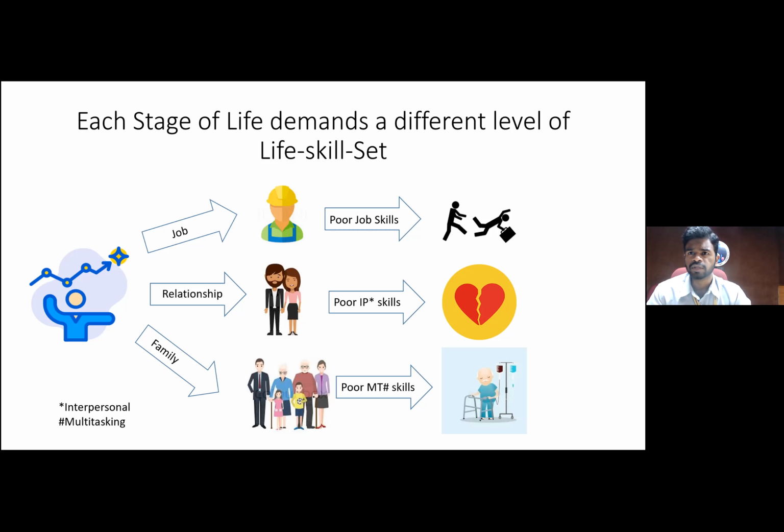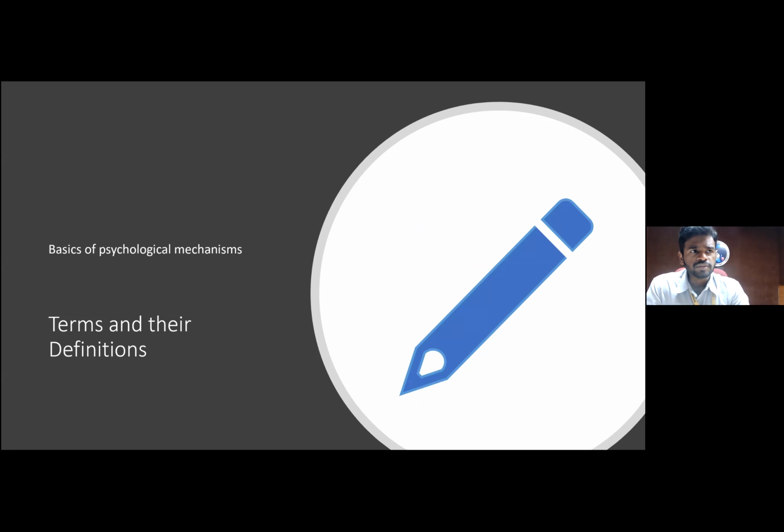They can come saying that I have issues with my wife, I have issues with my anger, I have issues in falling asleep, I have headache problems. So it can manifest in different ways and they come to you. So what are the basics of psychological mechanisms? We need to know certain terms and definitions before we actually say what exactly happens.